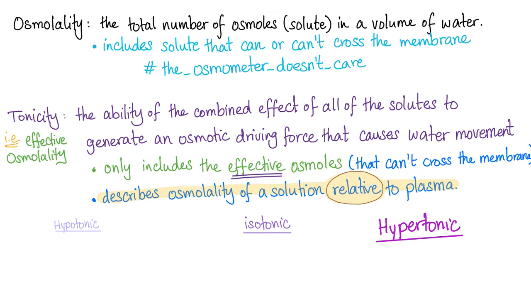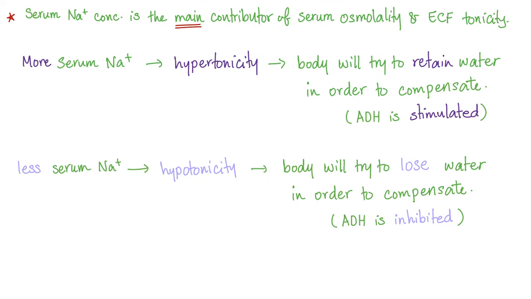Therefore, we have three types of solutions: hypotonic, isotonic, and hypertonic. The normal tonicity of the plasma is between 275 and 295. Less than 275 is hypotonic, more than 295 is hypertonic. What is the main contributor to serum osmolality and ECF tonicity? Answer: sodium. What is the second most important? Answer: glucose. When you have more serum sodium, this is called hypertonicity. Your body will try to retain water in order to compensate, so ADH is stimulated. The main stimulant for ADH is hypertonicity, as we have discussed in the last video.